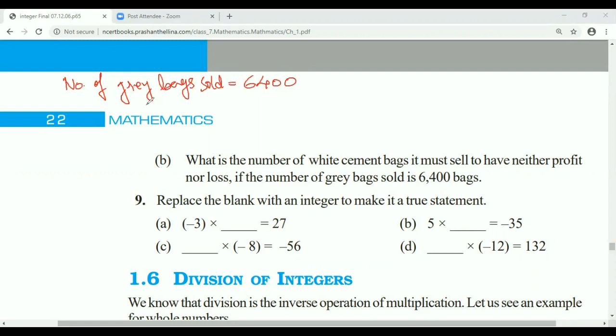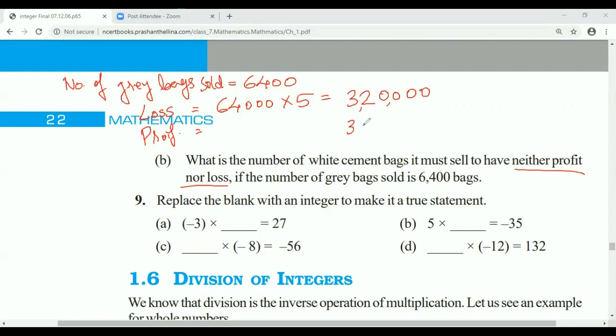So the loss that happened from grey bags is equal to 6,400 into 5. That is equal to 3,20,000. That is the loss happened by selling 6,400 bags of cement. Then for neither profit nor loss to happen, the profit must become equal to the loss. Then there is no effect. There is no profit and no loss.